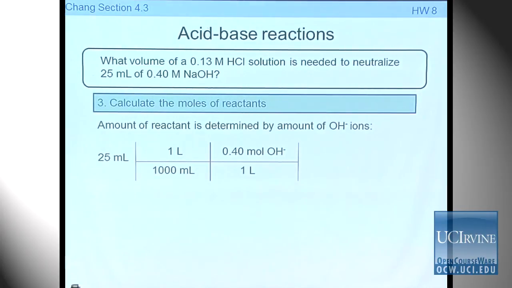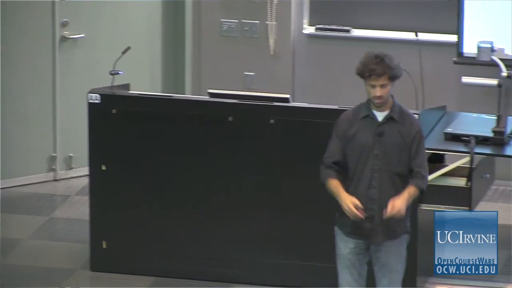If I do this operation, I have the number of moles. And it turns out to be a nice number, 1.0 times 10 to the minus 2 moles of OH minus. This is the amount of OH minuses that I have in my beaker. So now I know the number of OH minuses in my beaker.